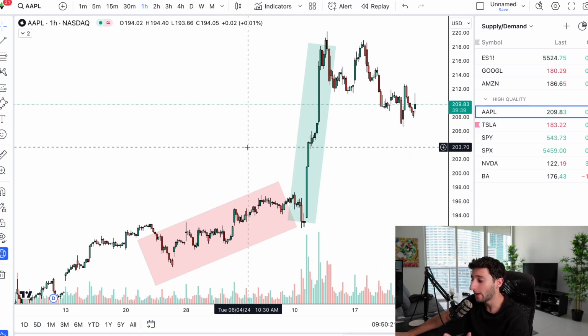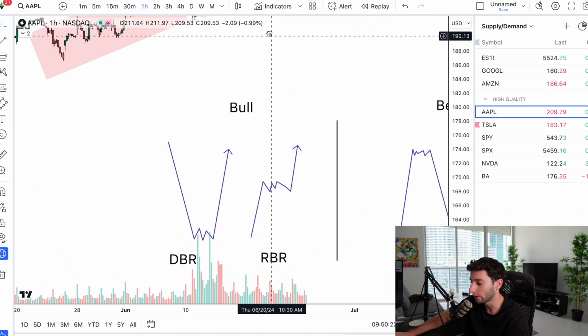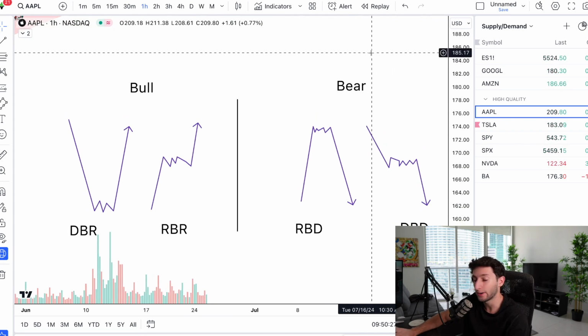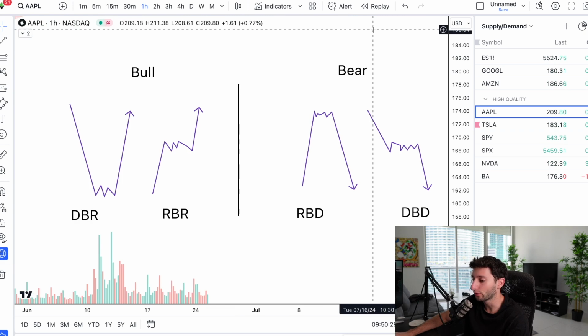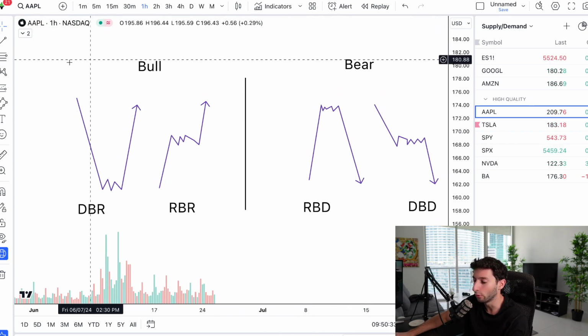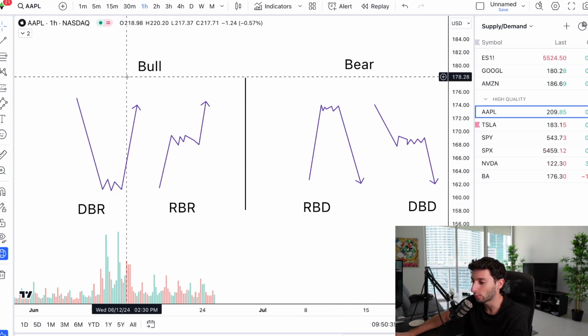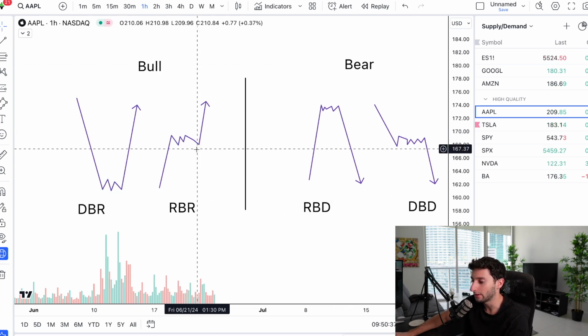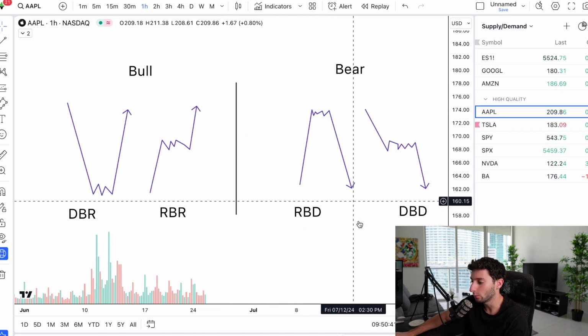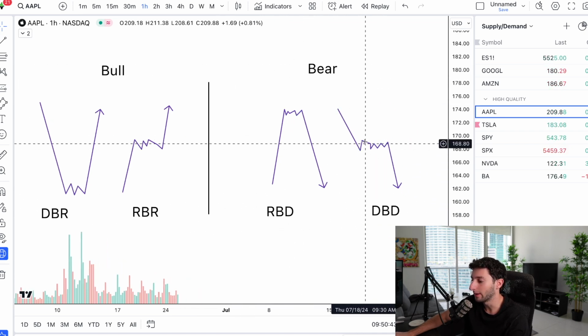Now, with that in mind, let's go ahead and dive into the 4 different types of supply and demand. Now, you may have already seen this before. If you haven't, it's a quick overview, but there's 4 different types of supply and demand zones. We have 2 that are bullish and 2 that are bearish, okay? And the bullish ones are going to be a drop, a base, and a rally, or a rally, a base, and a rally. And the bearish ones are going to be opposite, right? We have a rally, a base, a drop, and then we have a drop, a base, and a drop.